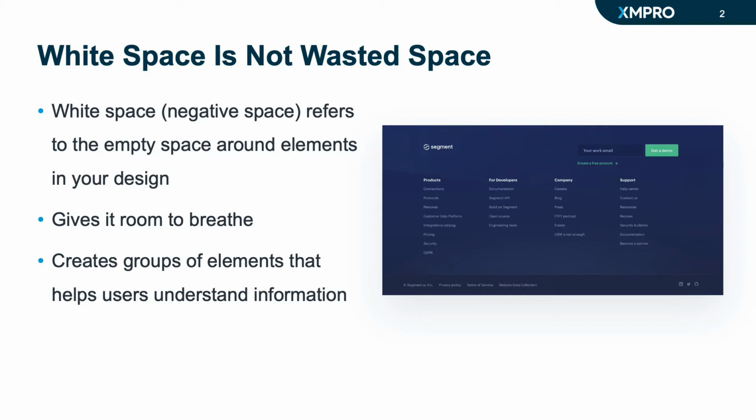A great example of how to use white space in your UI is this footer from segment.com on the right. They have their footer divided into 4 columns, and there's quite a lot of space between each column. There's also white space between each of the links, between the top and the bottom of the footer, and also on the sides. This clever use of white space makes it easy to consume the information, and the design looks clean and modern.